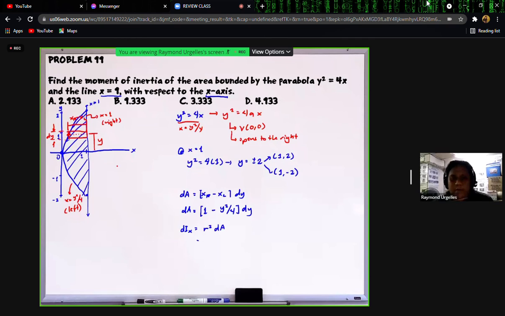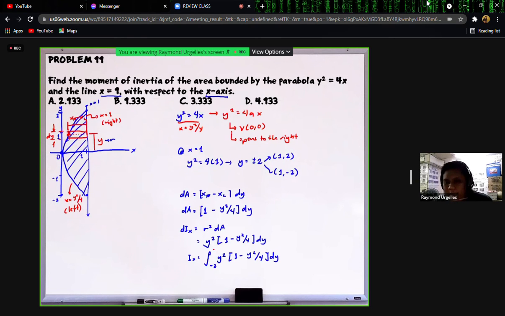So again, dito ang titingnan natin is yung r squared dA. Yung r natin being y. So ito yung gagamitin natin r, kasi yun yung layo from the x-axis. So therefore, this is y squared. Yung dA natin is simply 1 minus y squared over 4 dy. So therefore, solving for the moment of inertia, this will be the integral of y squared times 1 minus y squared over 4, this quantity dy, from negative 2 to 2.